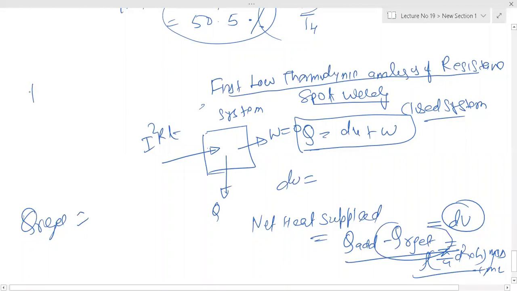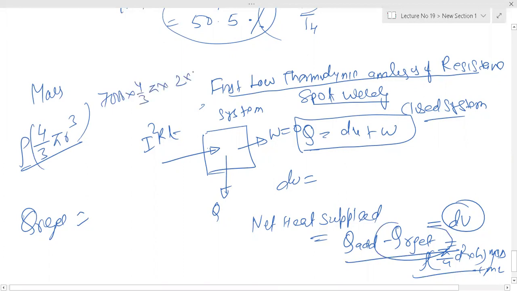Mass, what is the mass? Mass is 4 by 3 pi r cube rho. That is your mass. Parveen, so 7,000 into 4 by 3 pi into 2 millimeter. This is your mass.